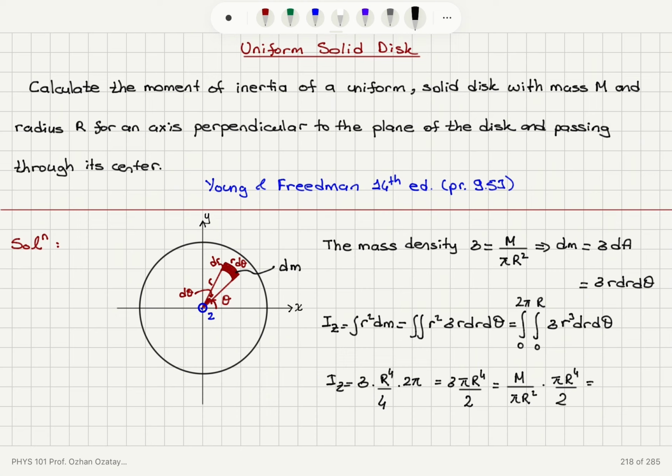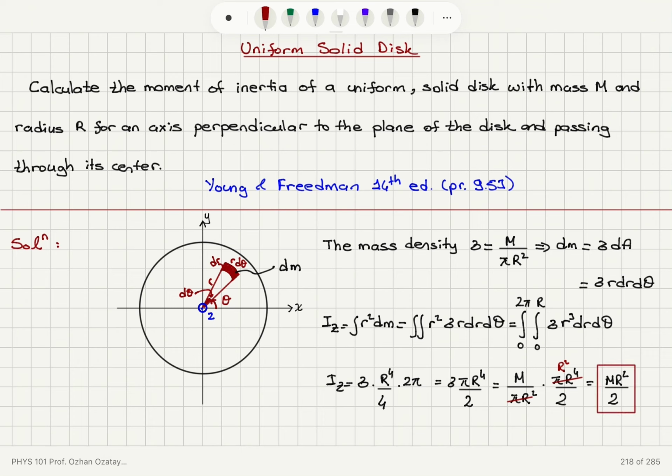So this will give us, pi R squared will cancel, leaving pi R to the 4 over R squared. The final answer will be capital M capital R squared divided by 2. So let's put our final answer in a box.